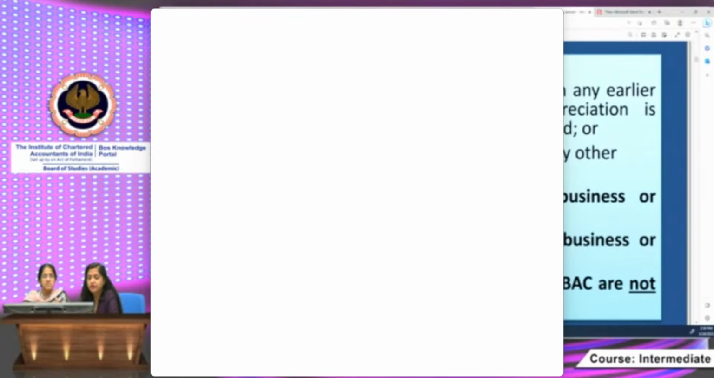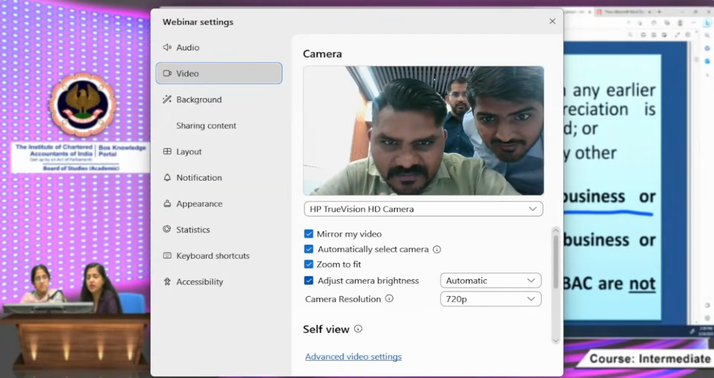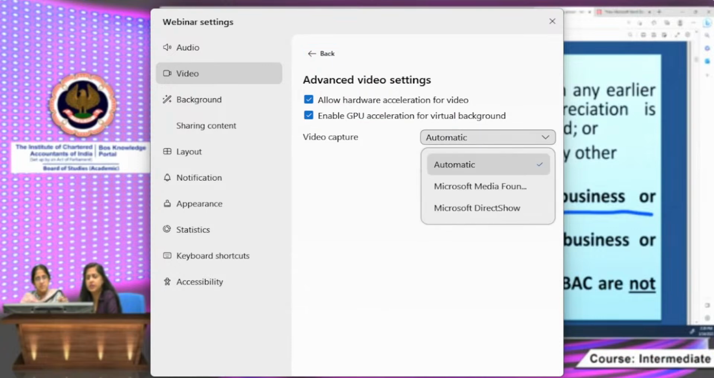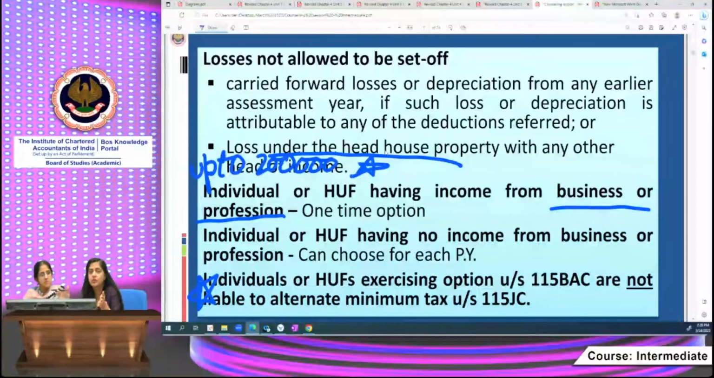And 115BAC is a concession. It is a one-time option for the individual or HUF who are in business or profession. But in case of other individuals, like a salaried person, he has an option to choose every year which scheme is more beneficial for him, the normal provisions or section 115BAC. And in case individuals and HUFs exercise this option, they are also exempt from the alternate minimum tax provision under section 115JC.